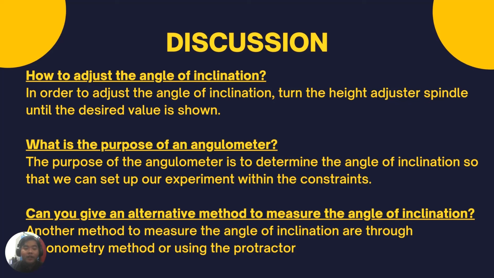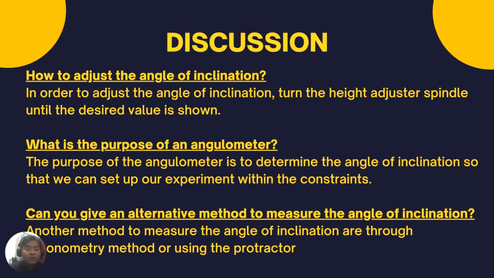I will be presenting the discussion for this experiment. The discussion consists of 13 questions. The first one is how to adjust the angle of inclination. The answer is, in order to adjust the angle of inclination, turn the height adjuster spindle until the desired value is shown. The second question, what is the purpose of an angulometer?